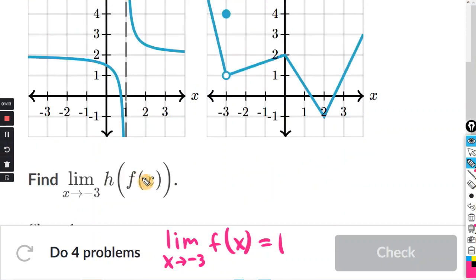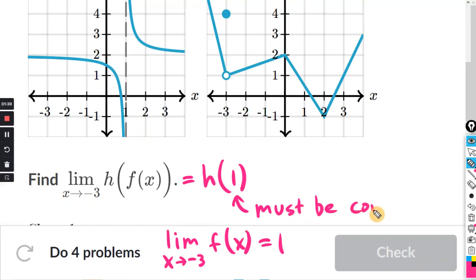And now since this limit was 1, basically what we're going to do at this point is just evaluate the h function at x equals 1. That's all you have to do. The only stipulation is that at x equals 1 on the h function, this must be continuous at x equals 1. And that's on the h function.